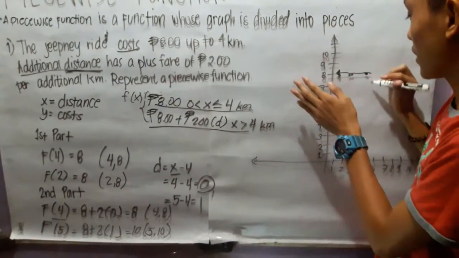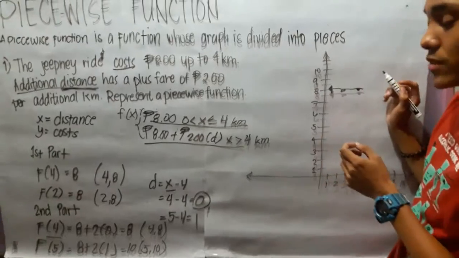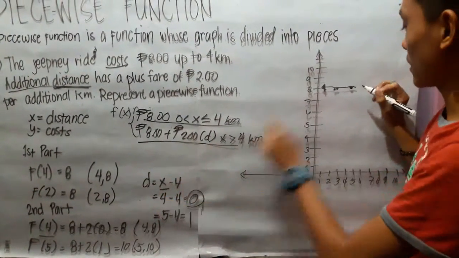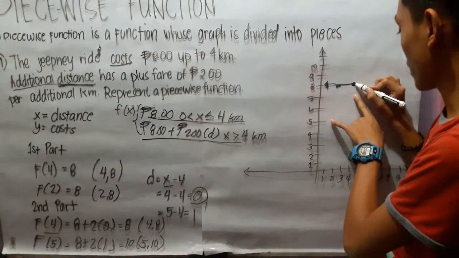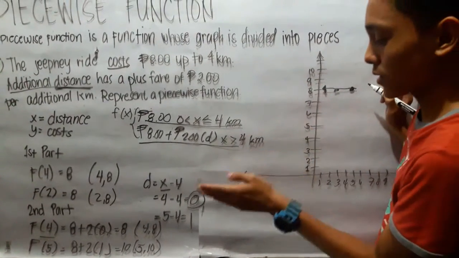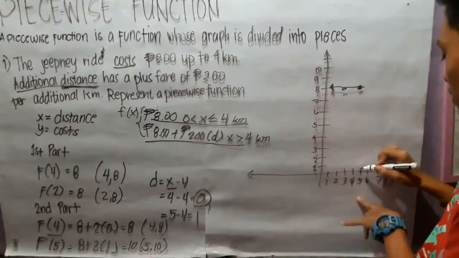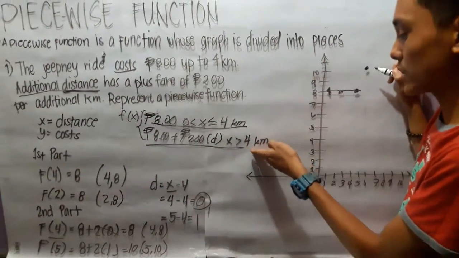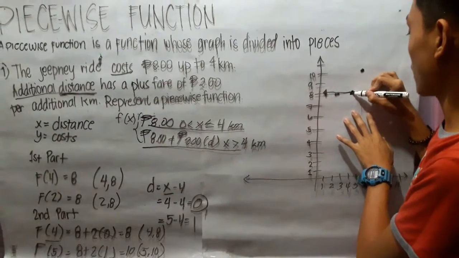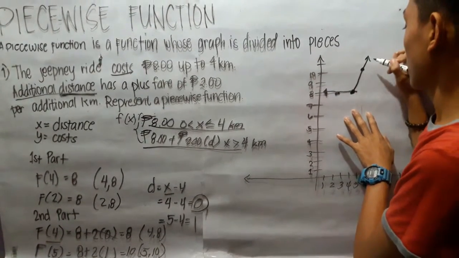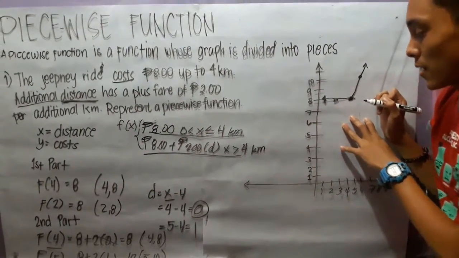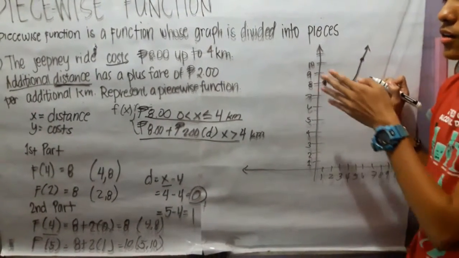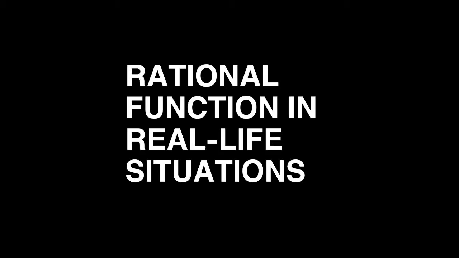And now we will plot the coordinates of the second part. So it says here 4. So pares lang sila, kaya dito na tayo ulit magpo-plot 4, 8. And next one is 5, 10. So it says here it is greater than, so the arrow is going to the right. Now we have plotted the coordinates of the piecewise function.